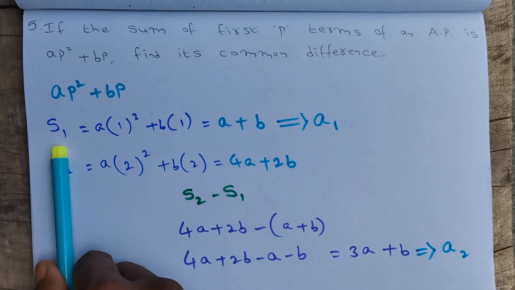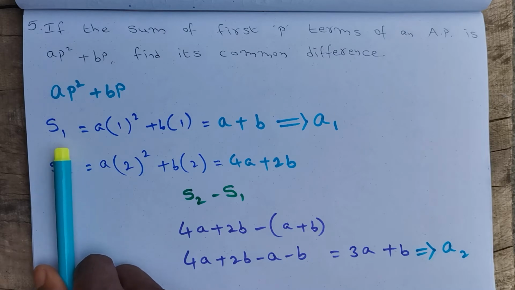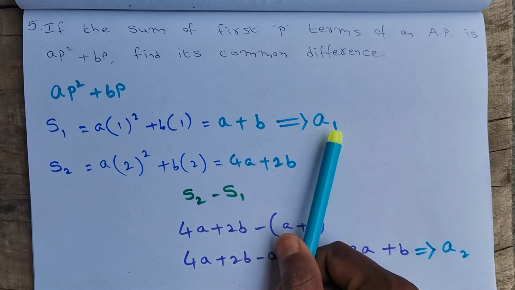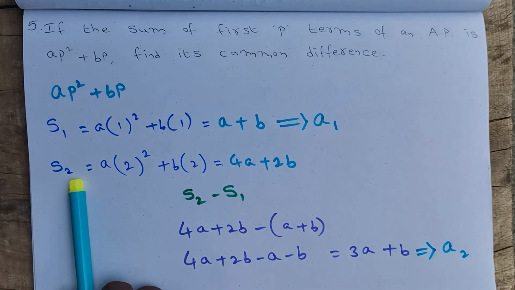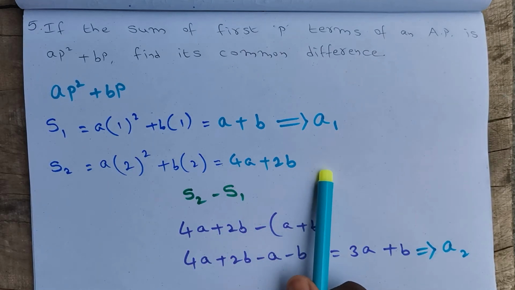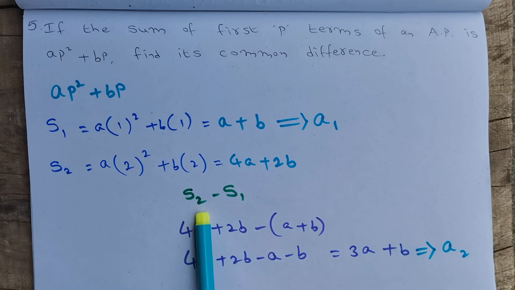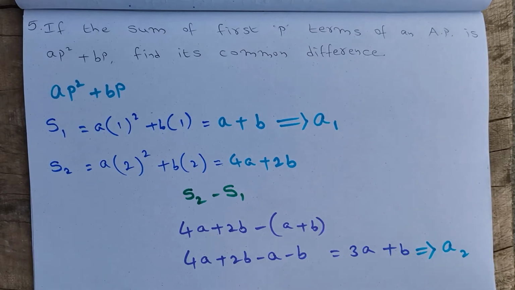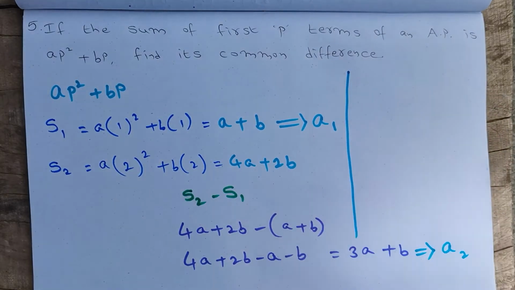When we take the sum of one term, that one term is nothing but the first term itself, so directly that will become a1. But when we are dealing with the sum of two terms, we will get some answer. If we subtract the sum of one term from the sum of two terms, we will get some number again. That number will become the second term. So now we have the first term as well as the second term, so we can go with the common difference.